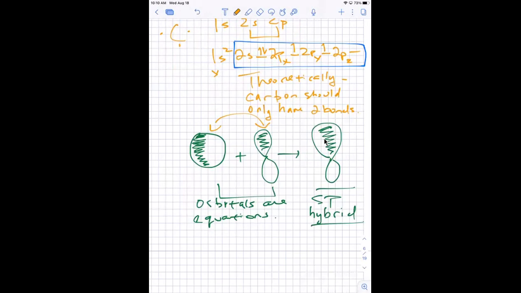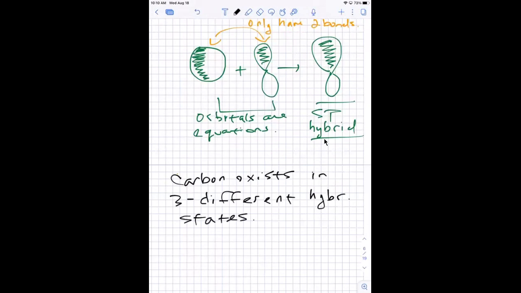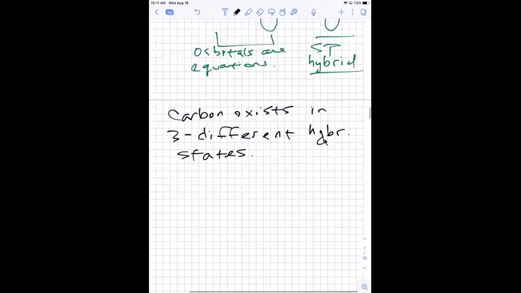Carbon exists in 3 different hybridization states. Let me write that here. Can somebody tell me what they are? If you watched the hybridization video. Right, 3 different hybridization states. And I'm going to show you what each one is, what the numbers mean, all this stuff. So carbon can be sp3, sp2, and sp. Good, excellent. Those are the 3 hybridization states.